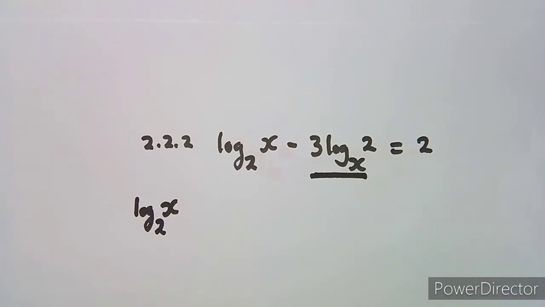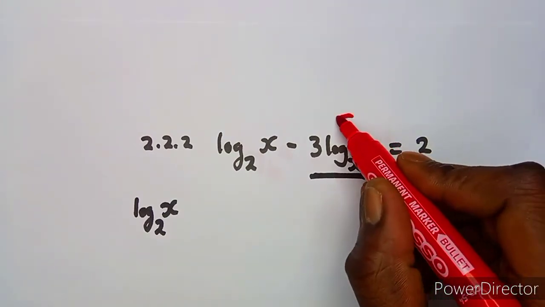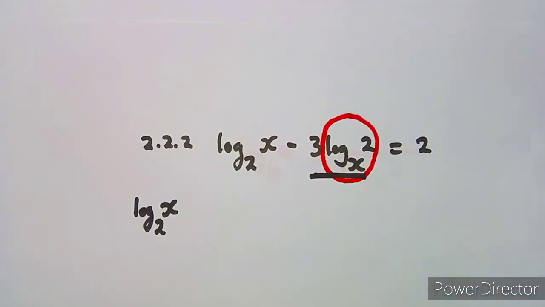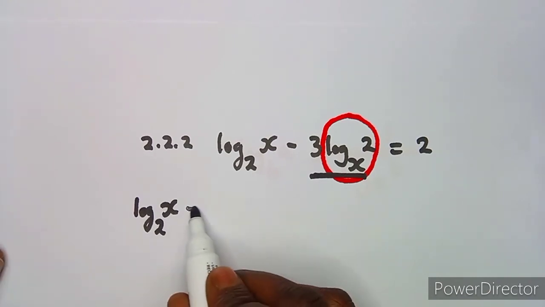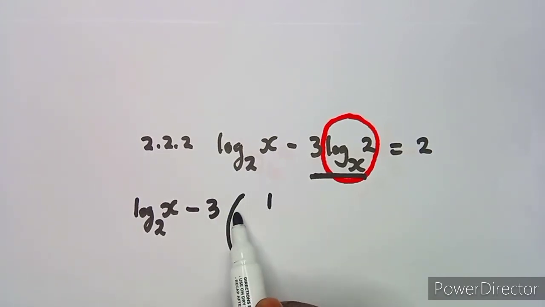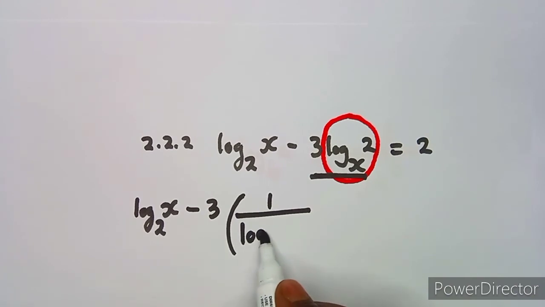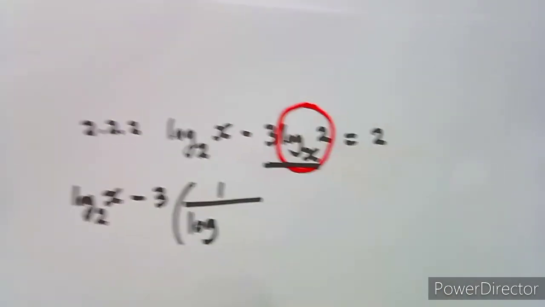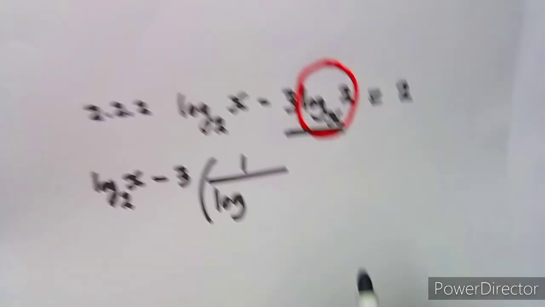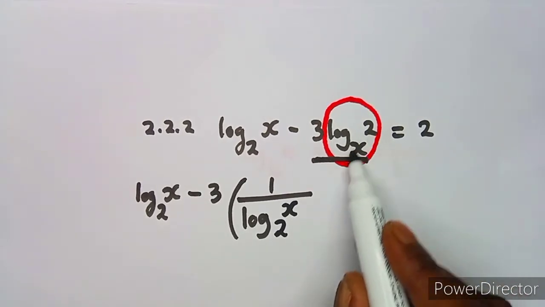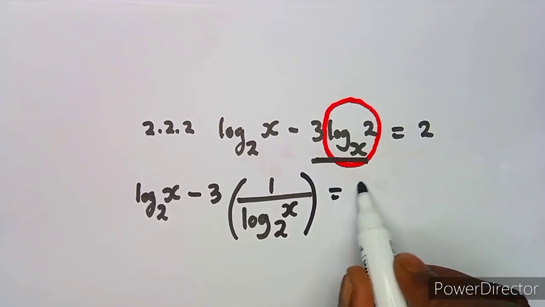What I want to change, guys, take note, is this part here. So it's the one which is going to be written as 1 over, so it's going to be minus 3 like this. Then it's 1 over like this. The moment you write it as 1 over, these two interchange, just like what we did here. So it's going to be log x base 2 like this, which is equal to 2.